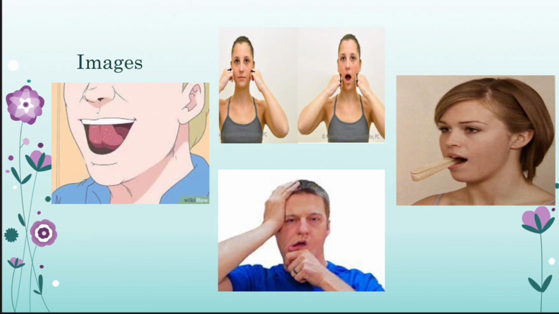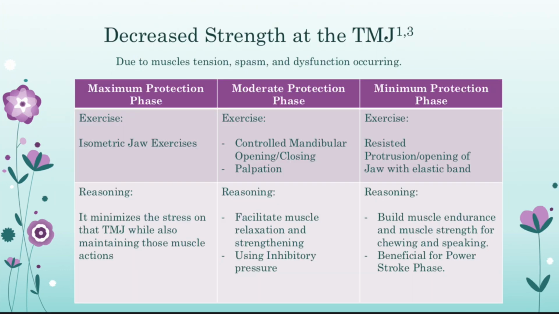What I'm going to be talking about is decreased strength at the TMJ, which could be due to muscle tension, spasms, and the dysfunction that may be occurring. This can cause functional limitations such as difficulty chewing, speech difficulties, and limited mouth opening. So probably have difficulty talking, opening and closing the mouth, which are things that we need to do every day.